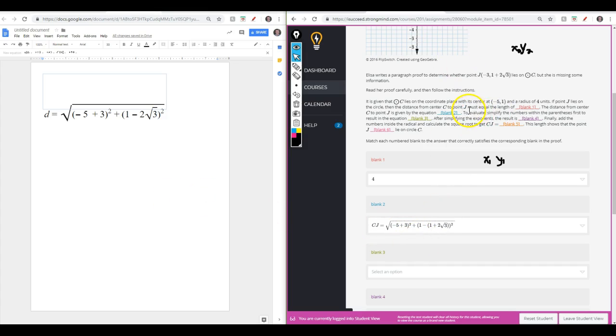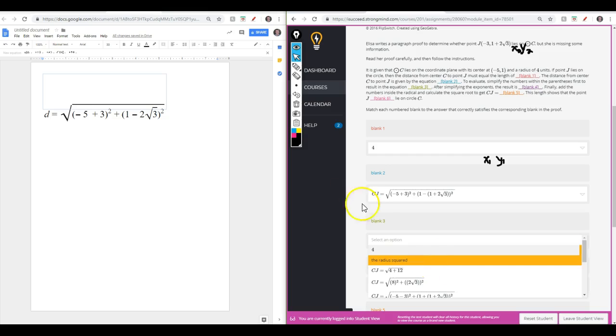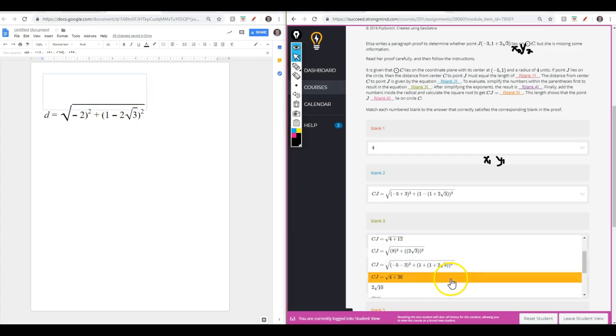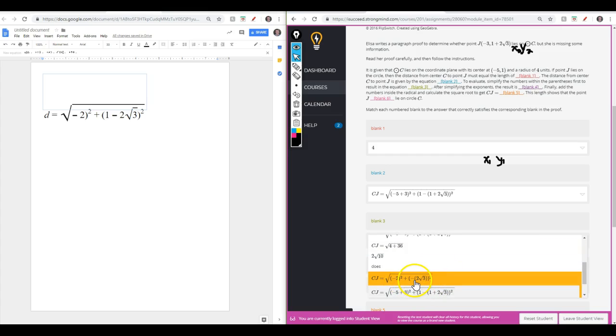There it is. To evaluate, simplify the numbers within the parentheses first to result in the equation blank. So simplify these numbers within the parentheses. I am interested to see if they keep it in an exact form or if they round it. So I'm going to scan and see really fast, because -5 plus 3 is going to be -2. And then I want to see if they keep it simplified. So -2 squared.